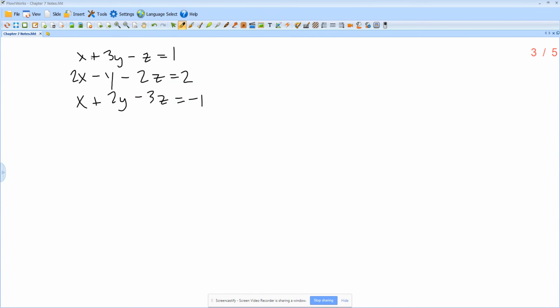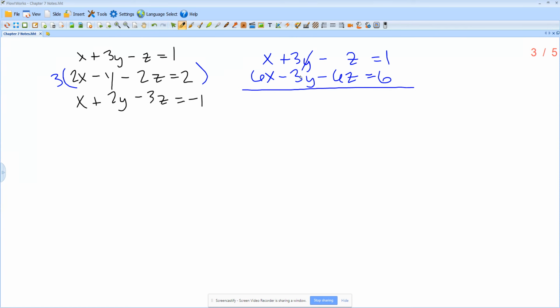So what I want to do is look at just these top 2 equations and say, well, what would I have to multiply by? If I looked at this middle equation and multiplied that by 3, I would have 6x minus 3y minus 6z equals 6. And I still have that same top equation, x plus 3y minus z equals 1. Combining these, I get 7x minus 7z equals 7.